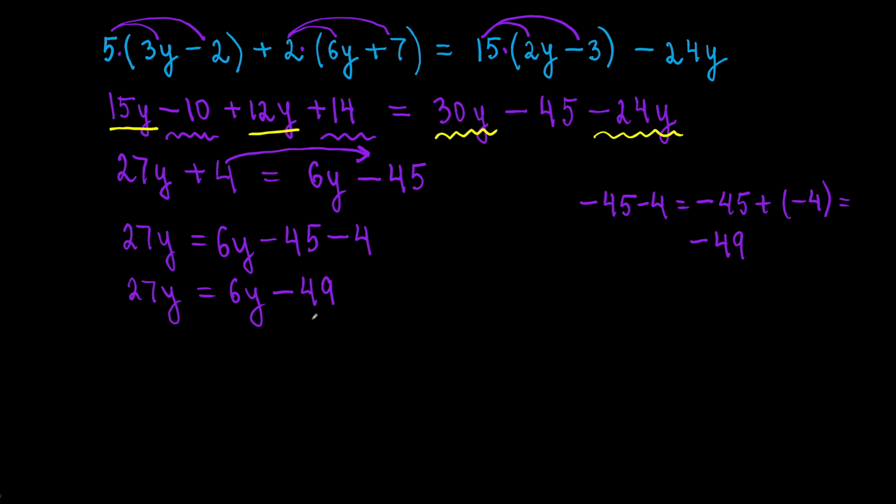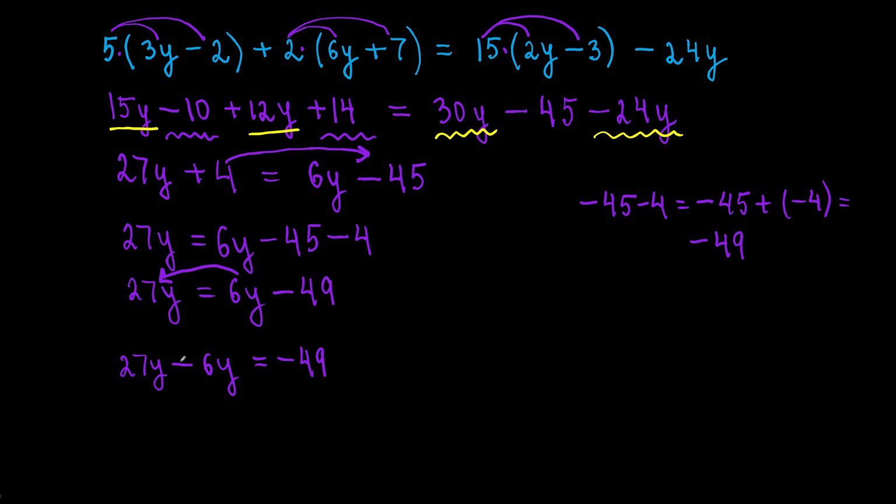What do we do next? We need to have y on one side, right? And everything else on the other side. So we decided to collect y's on the left side. So we take this 6y and bring it to the other side as negative 6y. If you're in the United States, you would subtract 6y from both sides. So we have 27y minus 6y is equal to negative 49.